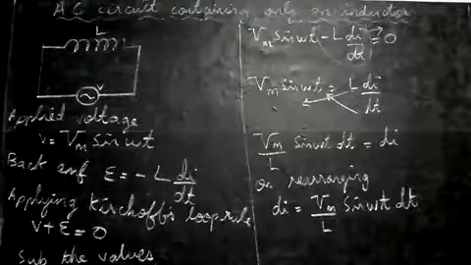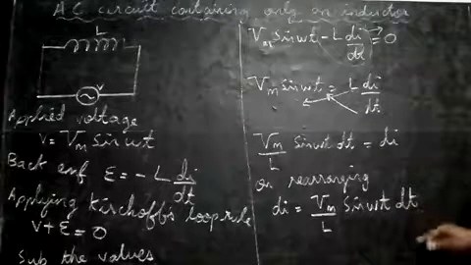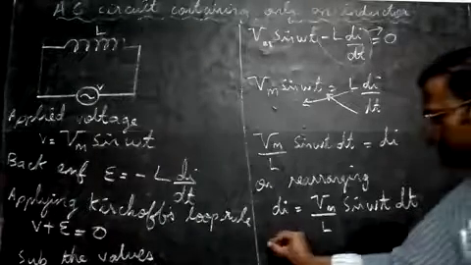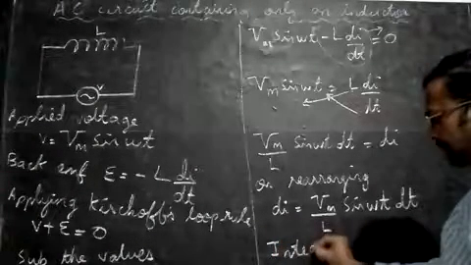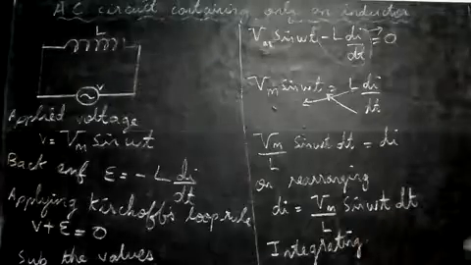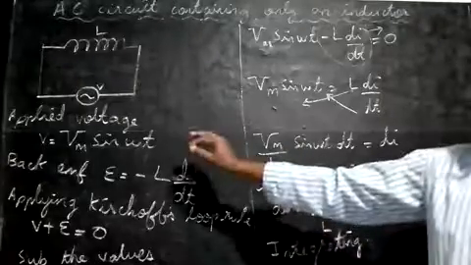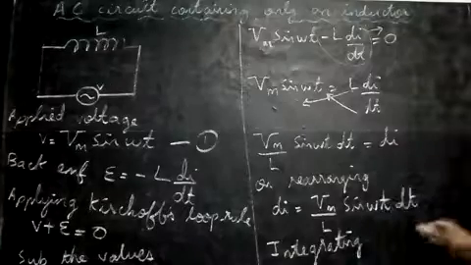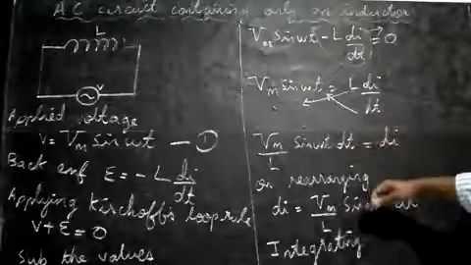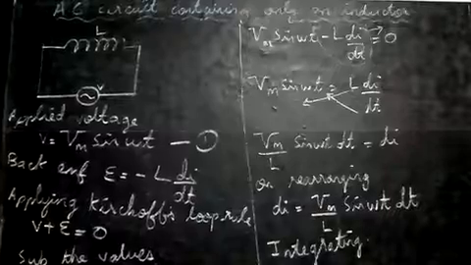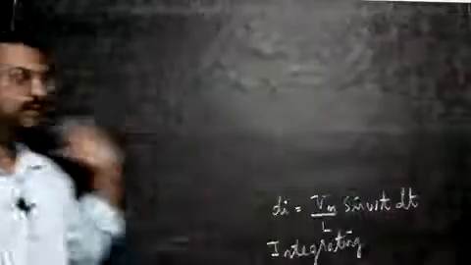Now we have to continue this by integrating both the sides. Before that, this equation we will name as equation 1. Now let me erase all this, and then we will continue the integration here, on the right side and the left side.